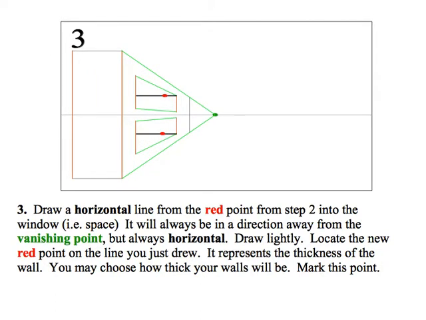Draw a horizontal line from the red point in step 2 into the window. It will always be in the direction away from the vanishing point, but always horizontal. Draw lightly. Locate a new red point just on the line you just drew. This represents the thickness of the wall. You may choose how thick your walls will be. Now mark this point.